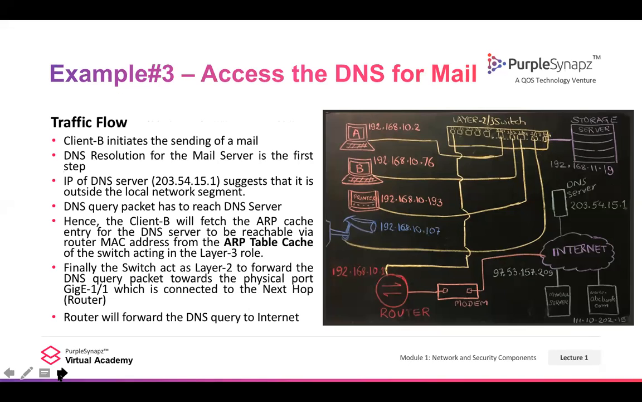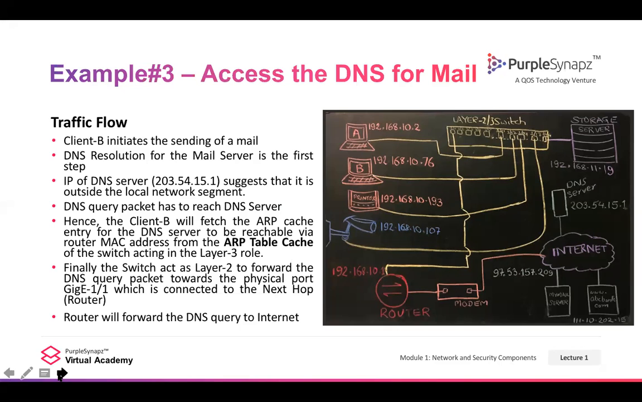Let's go now to a third example, where we want to access the mail from client B. Now client B wants to go this time to a mail server. By now, imagine this client B has also done some web browsing in the past, and it already knows that I don't need to do an ARP resolution to discover my DNS server. I already know that my DNS server has to be reached by a router only.